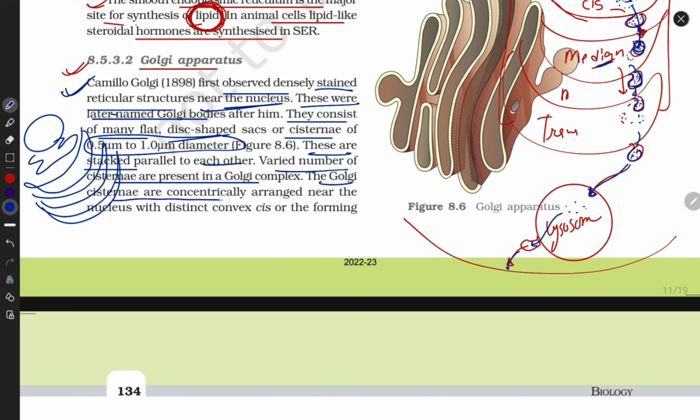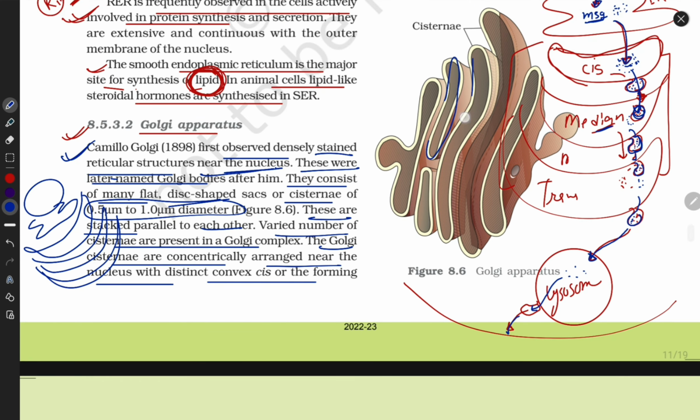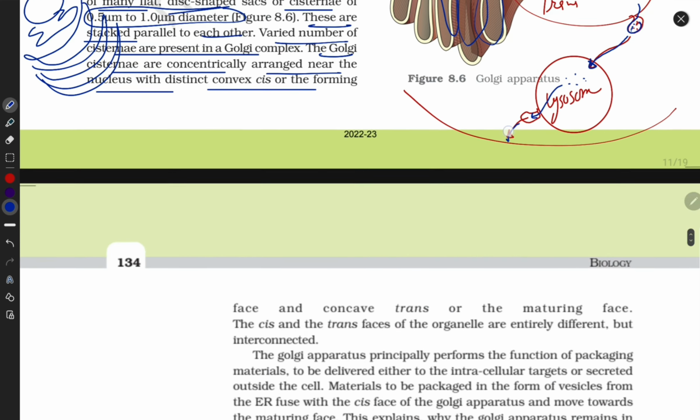The Golgi cisternae are concentrically arranged near the nucleus with distinct concave cis forming. Guys, look at their arrangement here. They are arranged parallelly near the nucleus, so they can easily get the message from the nucleus.